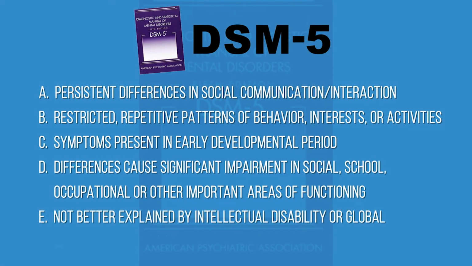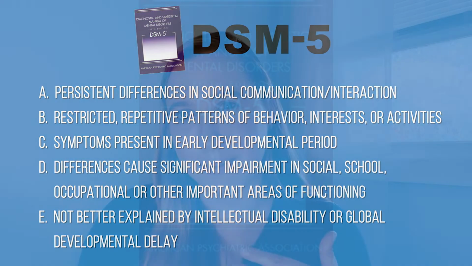And the last criteria would be that the differences cannot be accounted for by a different developmental disability. So somebody who has intellectual disability may have overlapping symptoms, but intellectual disability is not the same thing as autism. They are two separate things. You can have both, but they are two separate diagnoses. Okay, so you can have autism and be anywhere on that bell curve that I mentioned, referring to your intelligence.